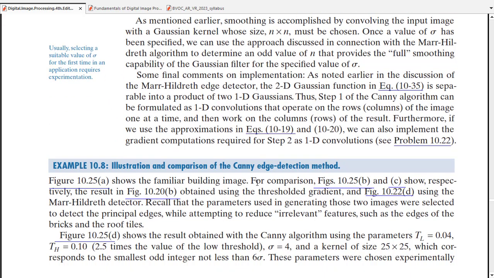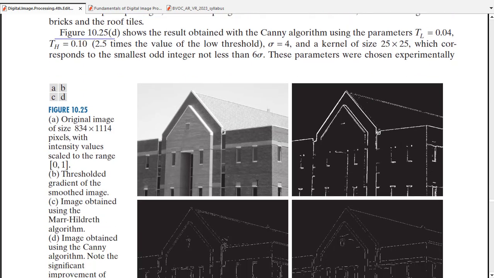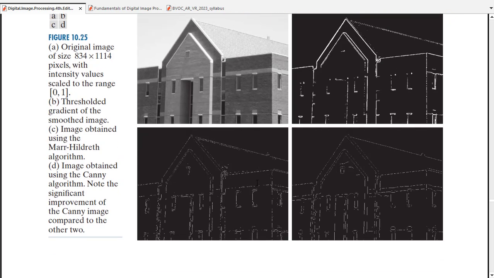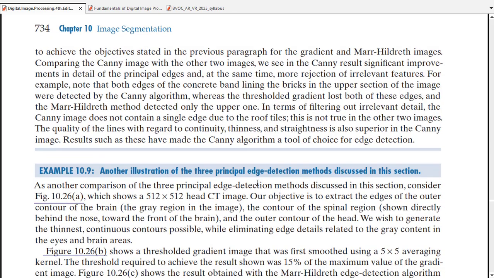Normally you will see images like that. This is the original image. A more filtered algorithm gives the image obtained using this definition of the edges. So this is the image obtained using the Canny algorithm. This is a significant improvement, this Canny image compared to the other two.